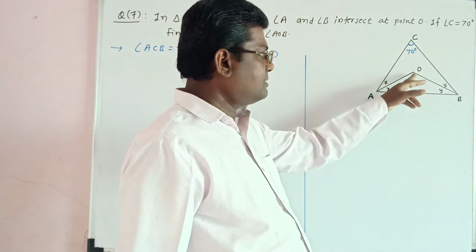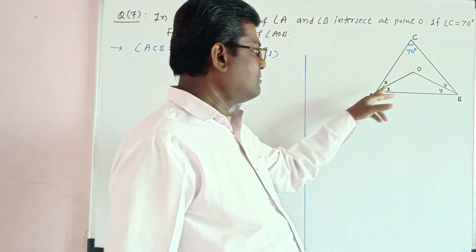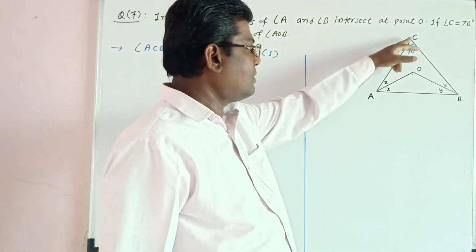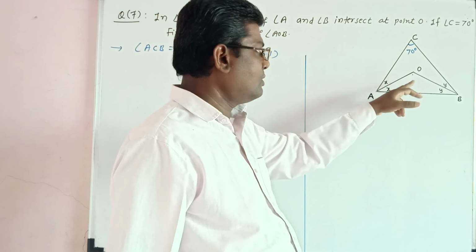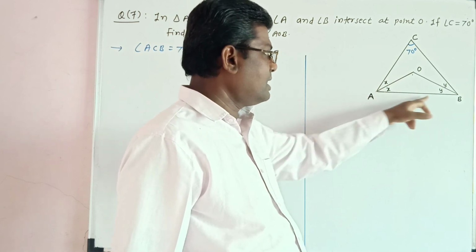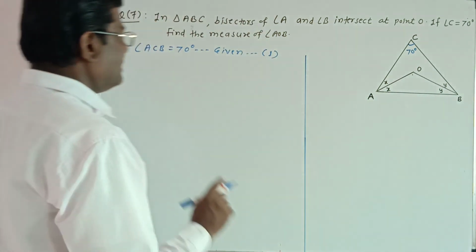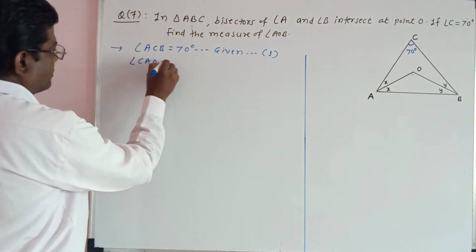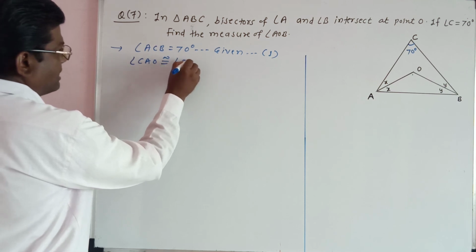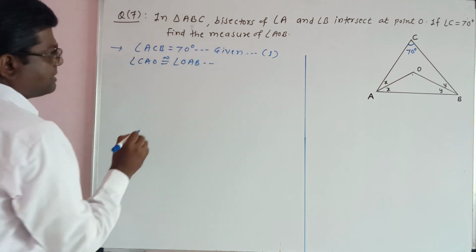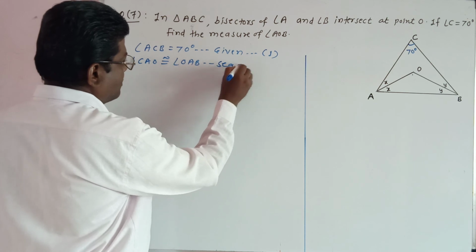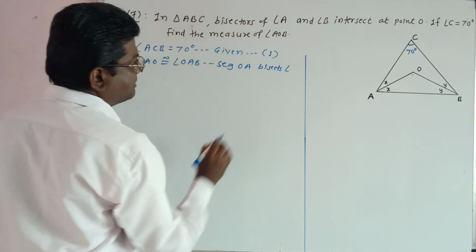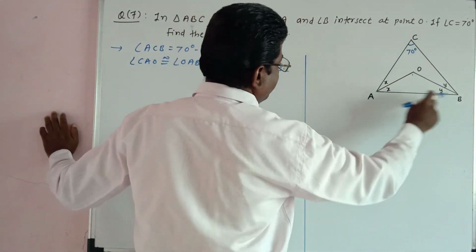Now segment AO is bisector of angle CAB. Therefore, angle CAO congruent angle OAB. So we write angle CAO congruent angle OAB. Reason is segment OA bisects angle CAB.